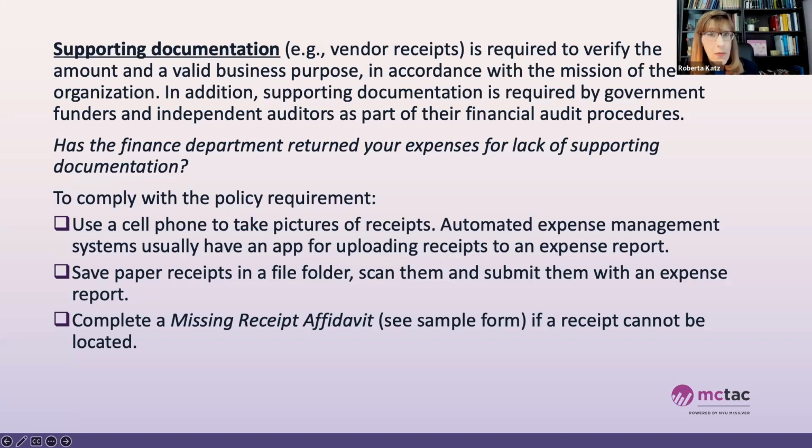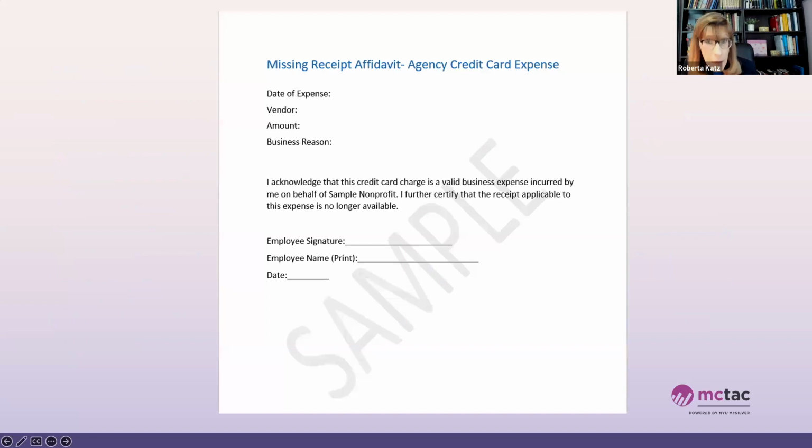And if, and this should really be on an exception basis only, you never got a receipt or you've lost the receipt, you should have the ability to complete what's called a missing receipt affidavit. I have a sample on the next slide if a receipt cannot be located. If your organization uses an automated expense management system, this affidavit should be embedded in the software. If not, your finance department can simply provide this affidavit on a Word document, which is how this sample affidavit was prepared.